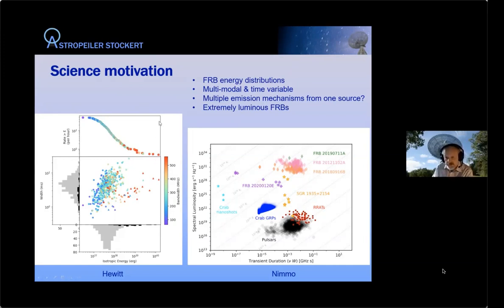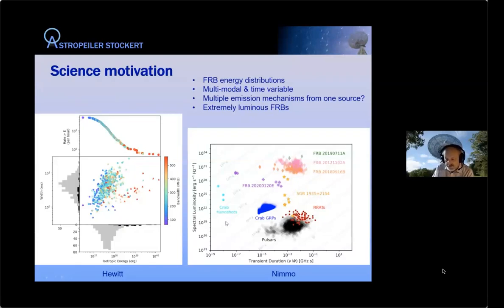So the question is, is this a multimodal behavior? Maybe is it even time variable? So we see different behaviors at different times. And the question is, if that is also seen in other sources, are there different emission mechanisms behind that? Or maybe different emission regions from one source.